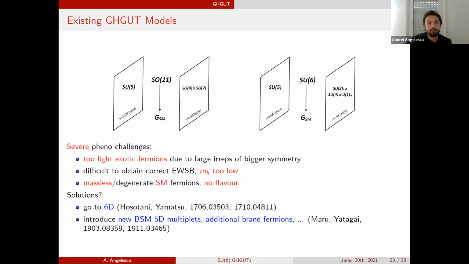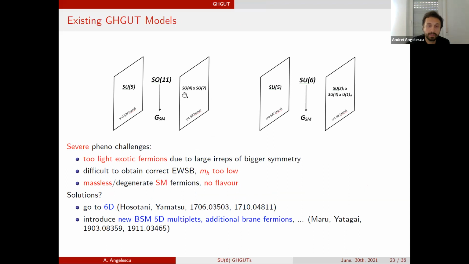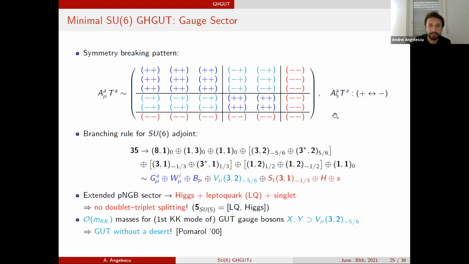But our approach was a bit different. In our model, instead of breaking to a larger group on one of the branes, we actually decided to break directly to the G_SM on one brane, and just leave SU(5) on the other brane. With respect to the previous models, we also flipped the gauge groups in the sense that we have the larger gauge group on the IR brane. And because of relaxing this breaking pattern, we are able to avoid this problem of light exotics. And we also obtain realistic Standard Model fermion masses and mixing. And the price to pay, which is not really a price to pay, it's actually a desirable feature in some cases, is that because of the larger breaking here, we also have extra scalars in our theory. So this is basically how we decided to assign the boundary conditions to our model.